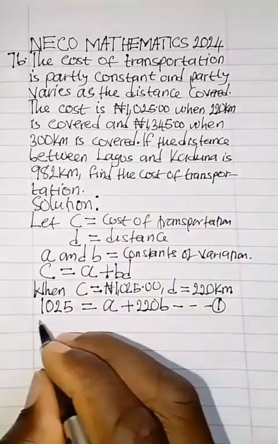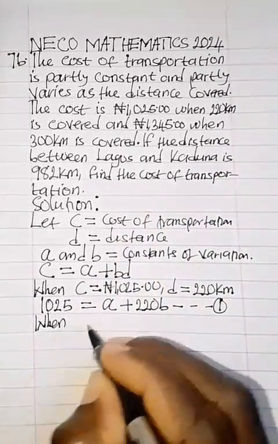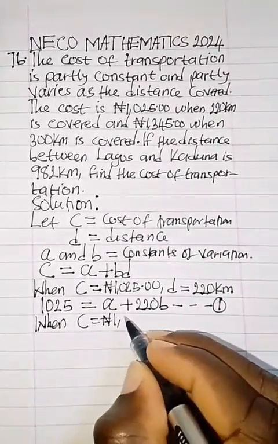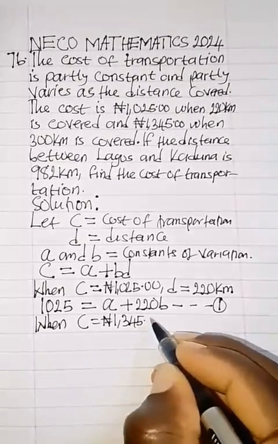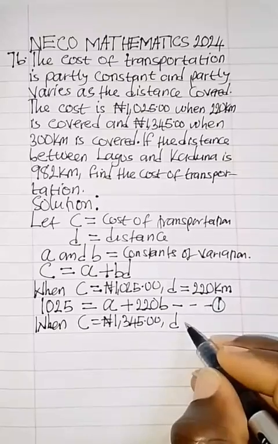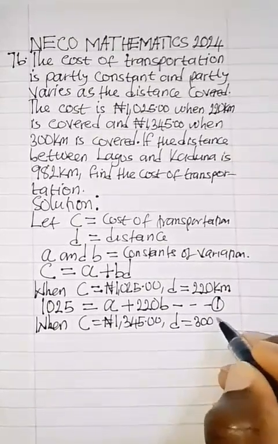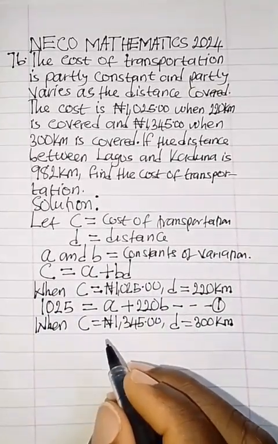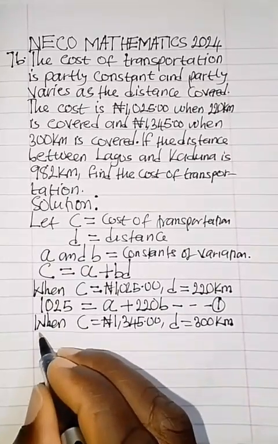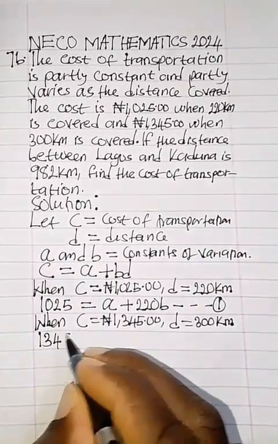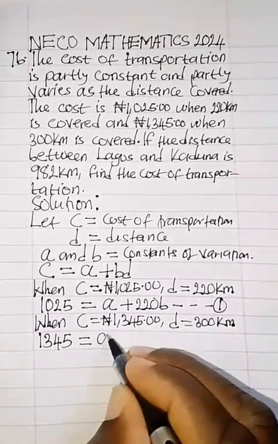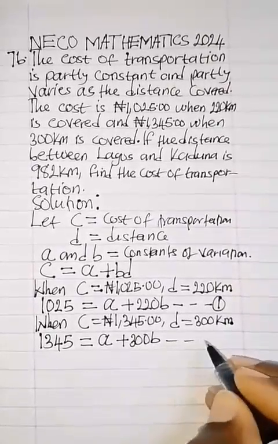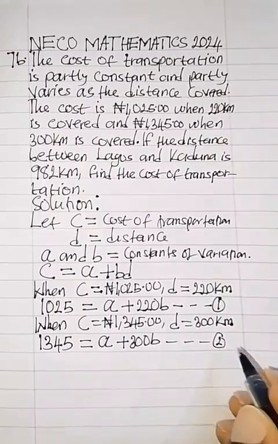From the second statement, when the cost C is equal to 1345 naira, the distance covered is 300 kilometers. You come here again and replace the two values. You have 1345 equals A plus 300B. Call this one equation 2.